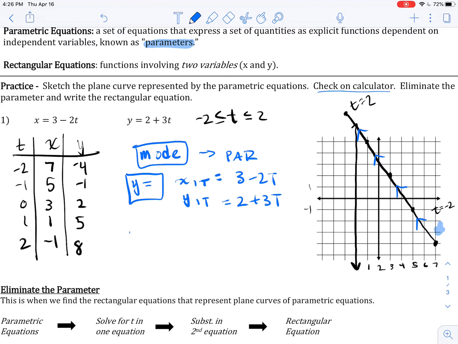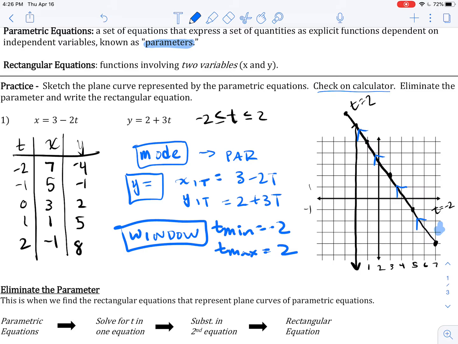And you're going to want to make sure that you adjust your window. So hit the window button, and you're going to want to change your t minimum to -2, and your t maximum, in this case, to +2. And the final thing that you want to be mindful of also is your t step. In this case, you want to make that 0.1. So play around with that a little bit. It's not a huge deal, but if you are curious about how to graph parametric equations in your graphing calculator, that's how you would go ahead and do that.